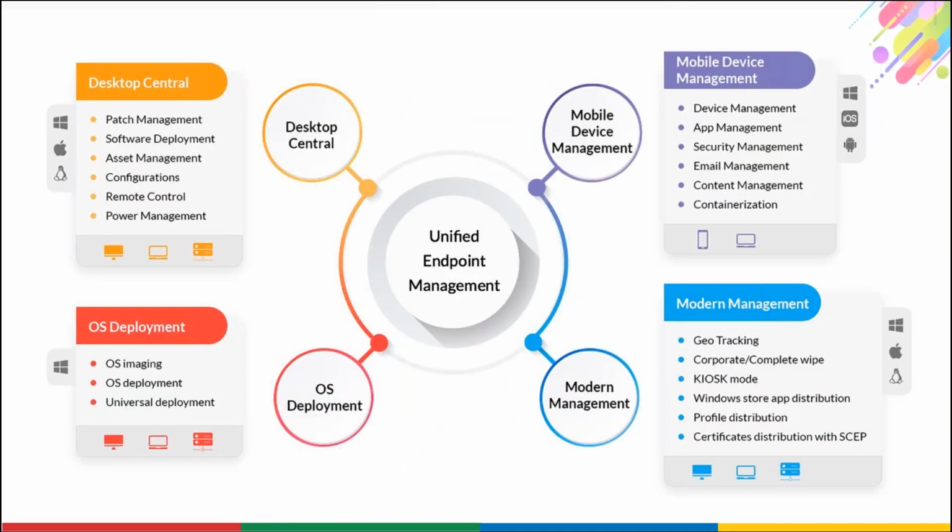Here, as you can see, in classic desktop management, we may lack features to meet the modern day network setup. So Desktop Central comes with a unified umbrella approach where you can manage your desktops, laptops, modern day management devices, and your mobile devices. You can also perform OS imaging and deployment, all together under a single license.